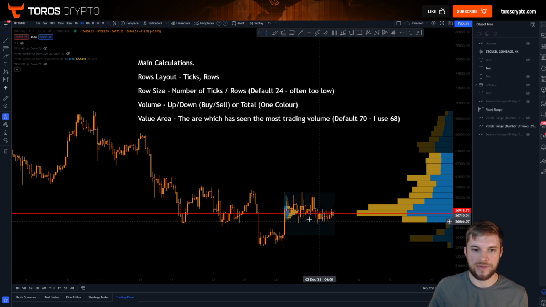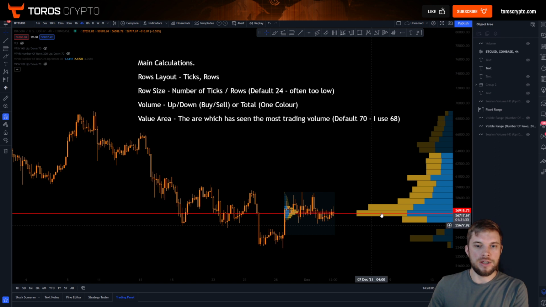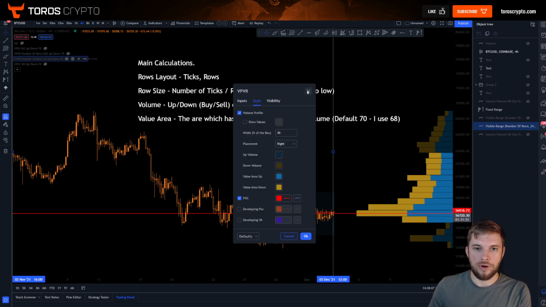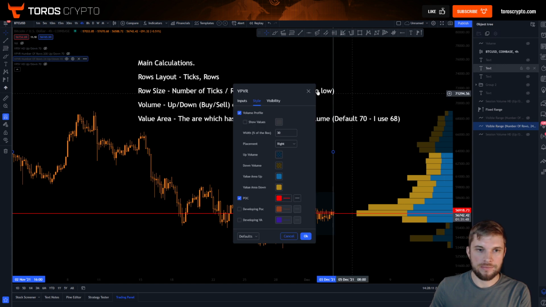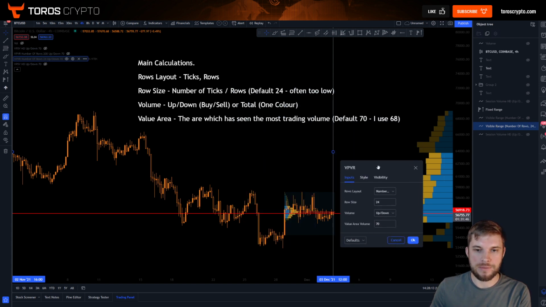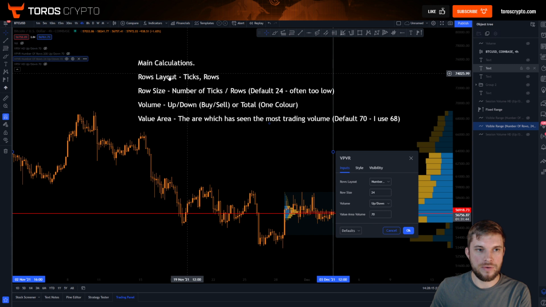So if you click on your fixed range, we can have a look at these two. But let's first of all have a look at the main calculations for our visible range or for any of the volume profile. So when you double click on the profile itself, or again on the right hand side here, you'll be given these options. Okay, so you have your rows layout. Now that is chosen between the number of rows or the number of ticks. Okay, so number of rows or ticks per row.